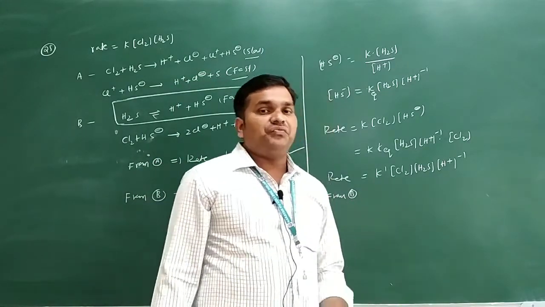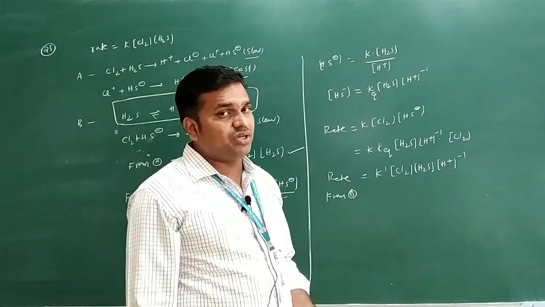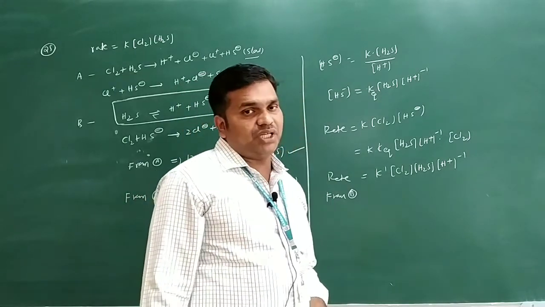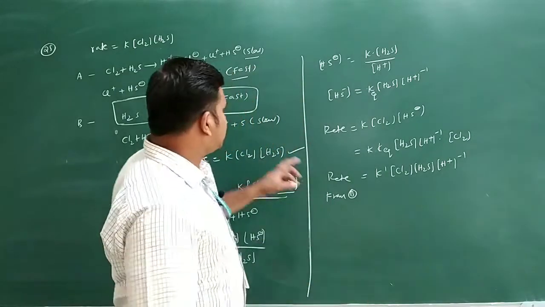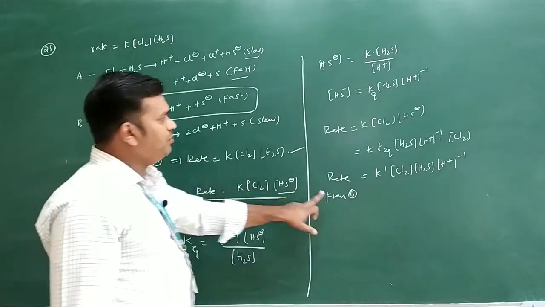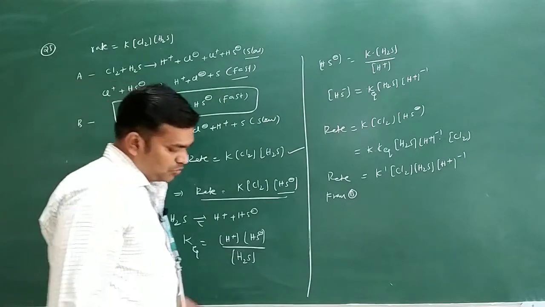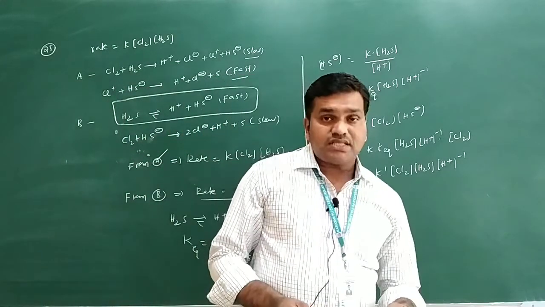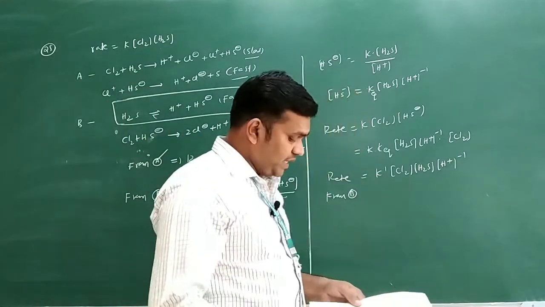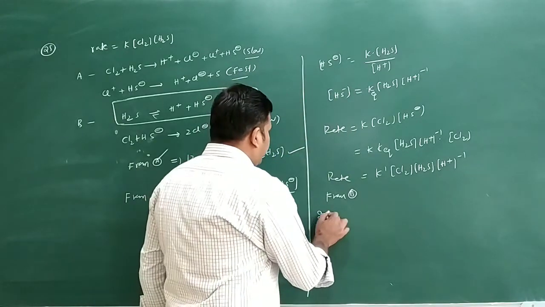Now you tell which mechanism is best to express the rate equation, A or B. This is A. This is B. Which is correct? So only A is correct. So what is your answer? Option A is the right answer for this question. So this is regarding question number 25.